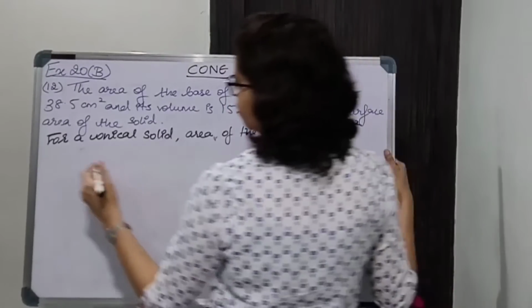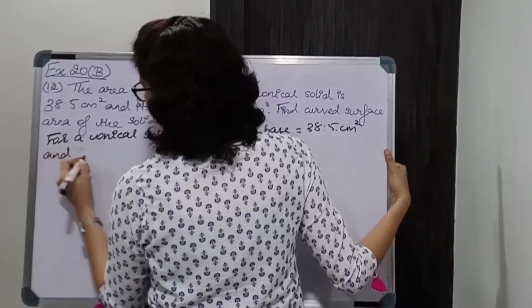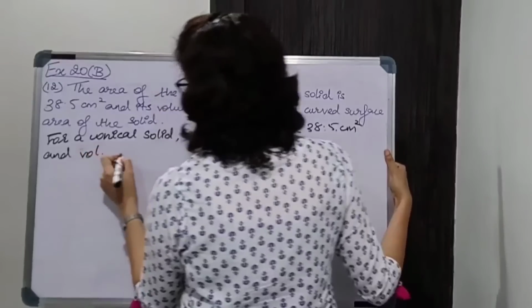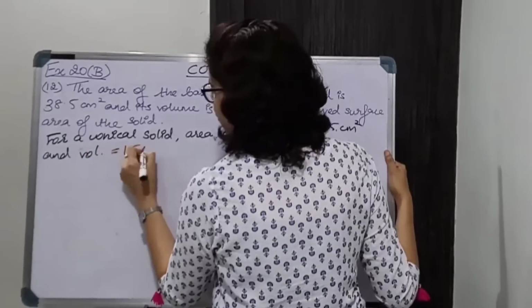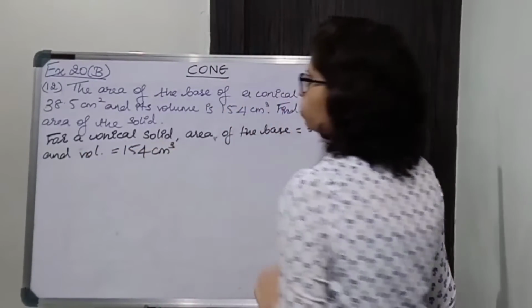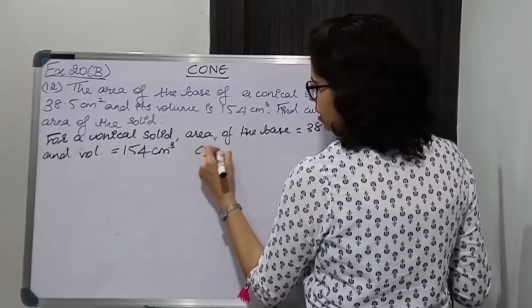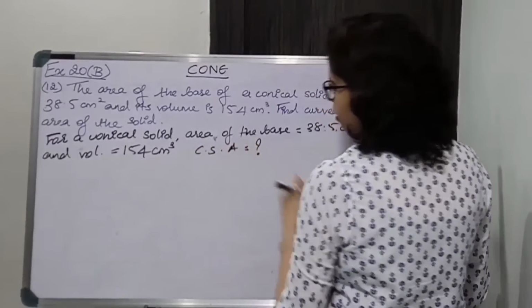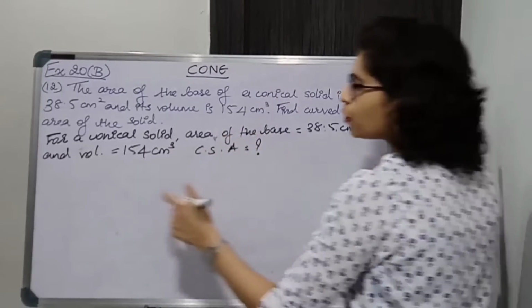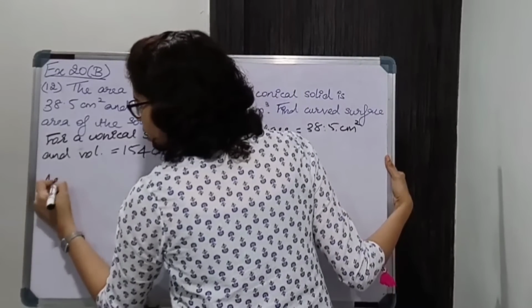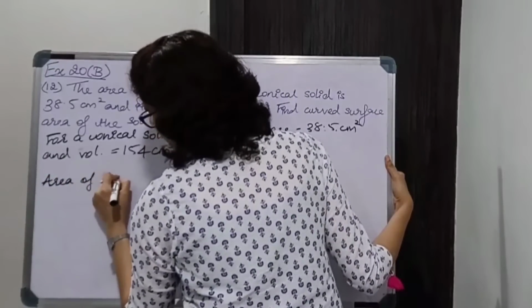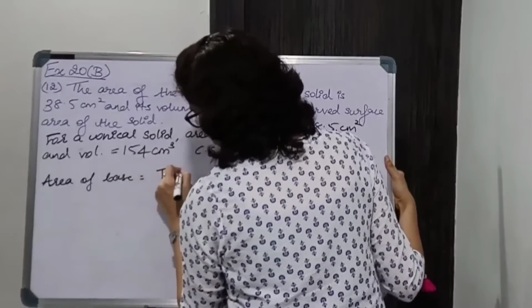And volume is given. Volume is equal to 154 centimeter cube. Alright. We have to find CSA. CSA find करना है. First we'll use this information. So area of base is equal to pi r square.